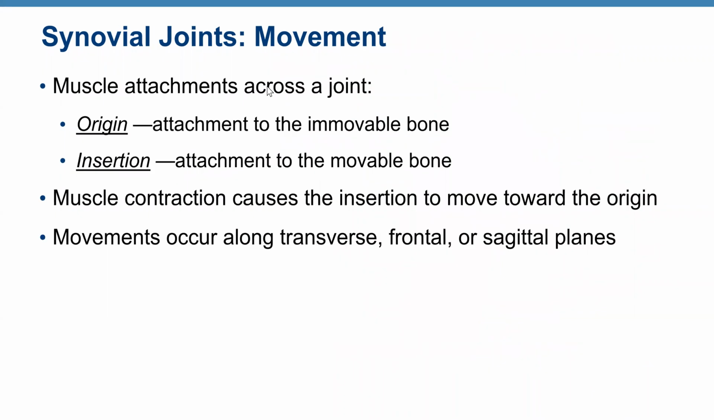Synovial joint movement. A muscle attached across a joint. So muscles always pull. Let's start with muscles having origin and insertion. And a muscle goes across a joint because they always want to pull insertion towards origin. So origin is attachment to the immovable bone, and insertion of muscle is attachment to the movable bone. Muscle contraction causes the insertion to move towards the origin, and movements occur along transverse, frontal, or sagittal planes.